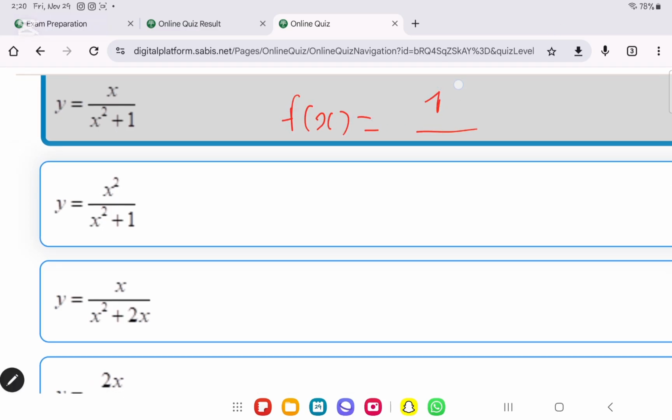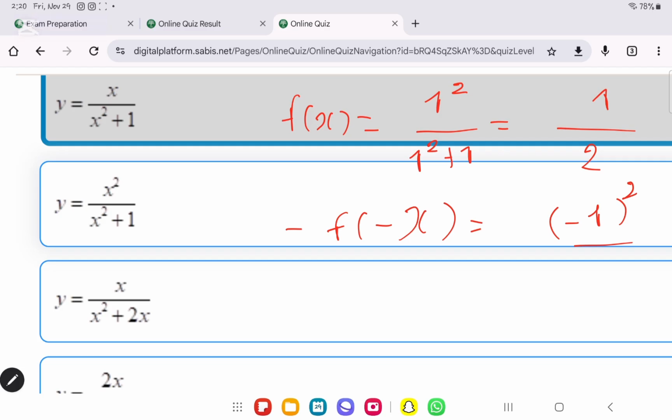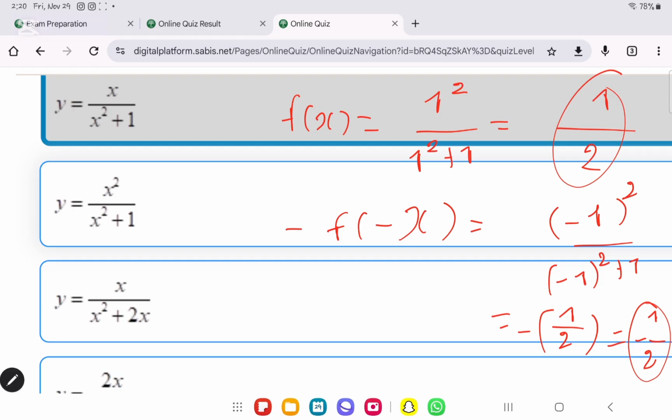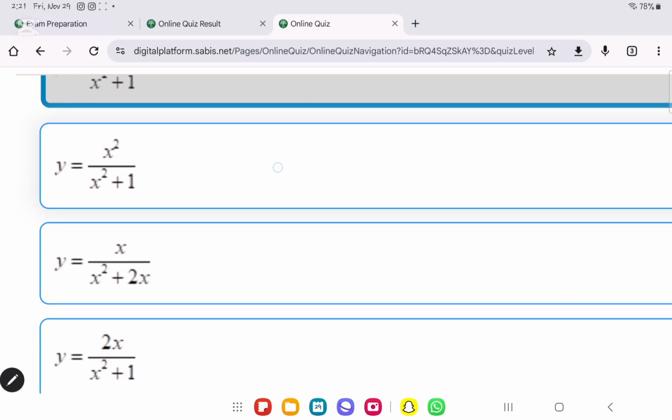f(x) is equal to 1 squared over 1 squared plus 1, so that is 1 over 2. Then minus x is going to give us minus 1 squared over minus 1 squared plus 1, and then it's going to give us 1 over 2, but then we have to multiply it by minus, and it gives us negative 1 over 2. And then we notice that this and this are not equal, so that means this is not an odd function.